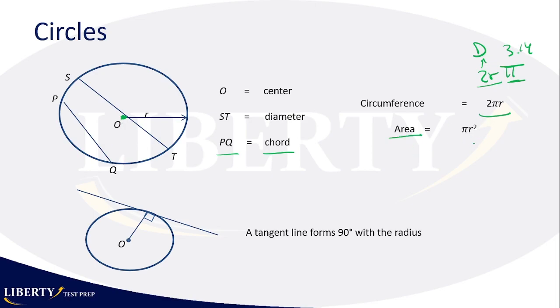And the area is given by r squared times pi. Okay, now when you have a circle like this and you are getting a line that is tangent to a circle, you will create a perpendicular line with the radius, right? So basically, if there is a tangent line that touches one point of a circle, you will create a 90-degree angle with the radius. So that's everything you need to know about the circle.